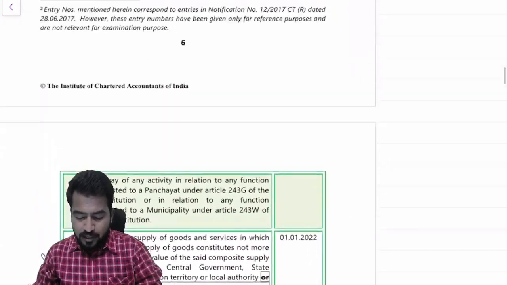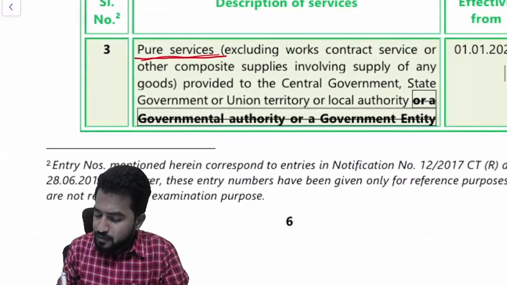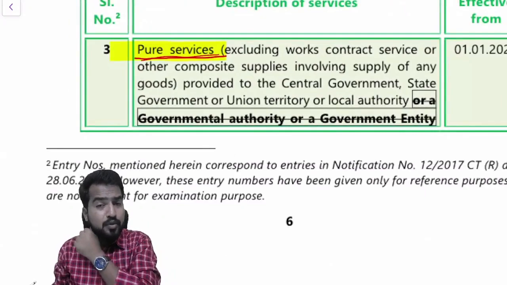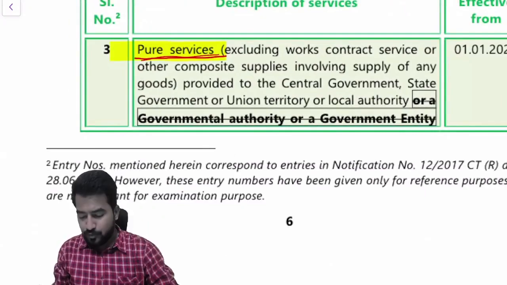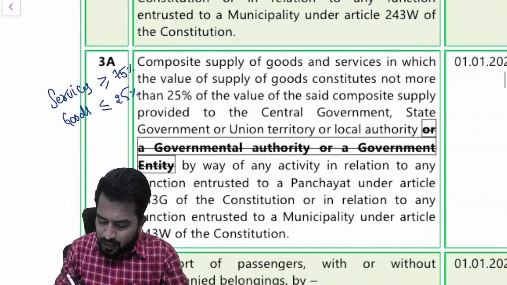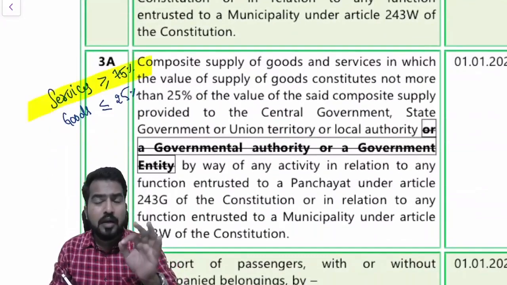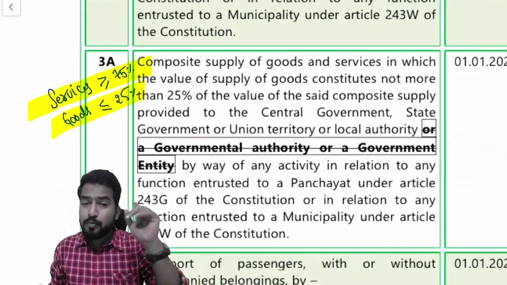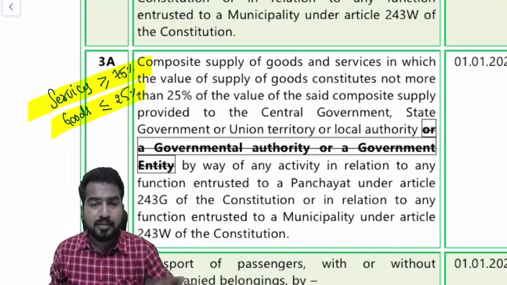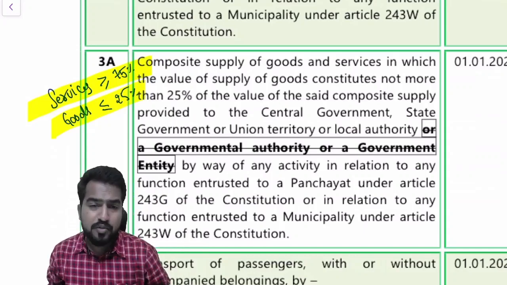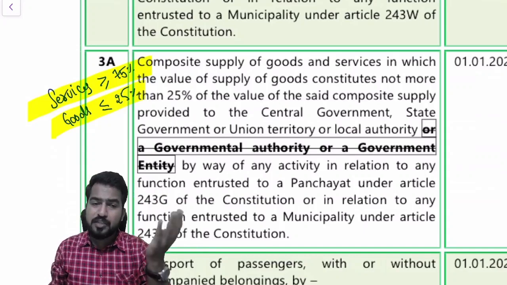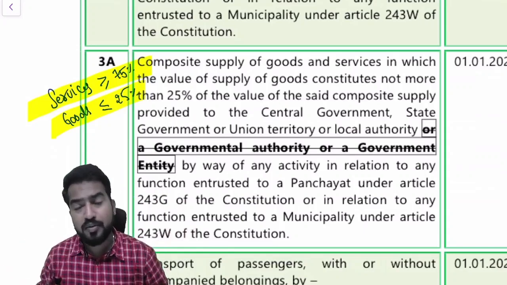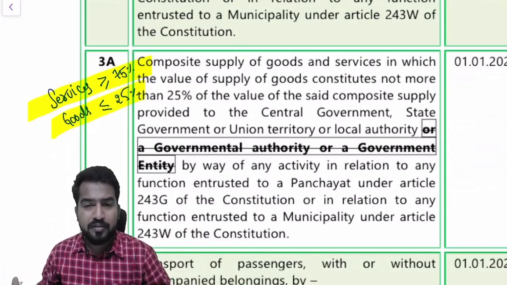So here, if you see in entry 3, what is the difference? In entry 3, it is pure services provided in relation to the activities entrusted to a panchayat or municipality, Article 243G and W. And in entry 3A, the services are at least 75% and goods not exceeding 25%. Entry 3 is about pure services provided, exempt. Entry 3A is all about, even if it is not a pure service, a composite supply, with a mix of services as well as goods, but the goods value should not exceed 25% of the value of supply. So that is what entry 3 and 3A are.